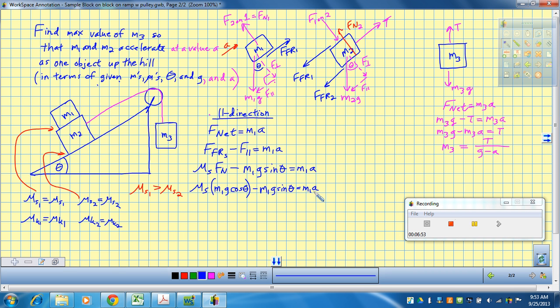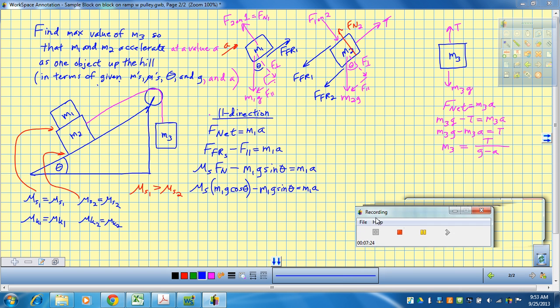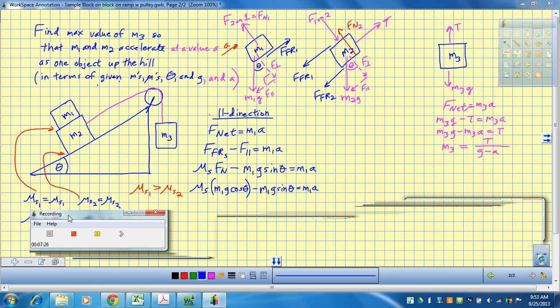Okay. All right. Our next step. My goal was to eliminate tension. I have not eliminated tension. I have not even had tension show up in this equation yet. So while this is a good choice, it hasn't gotten me what I need. So I probably need to go to block 2. And I probably need to move this thing out of the way.